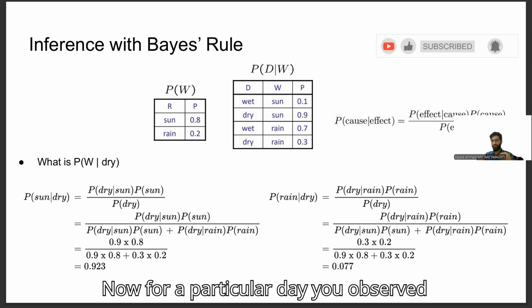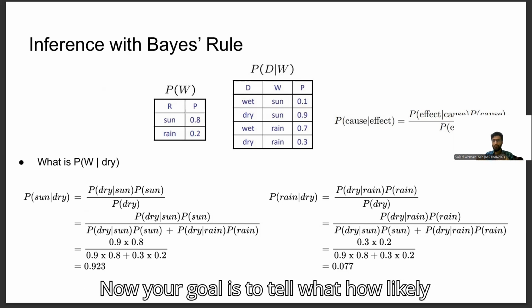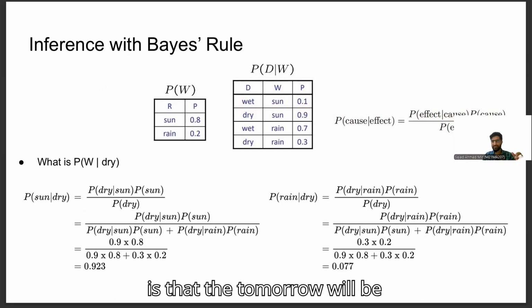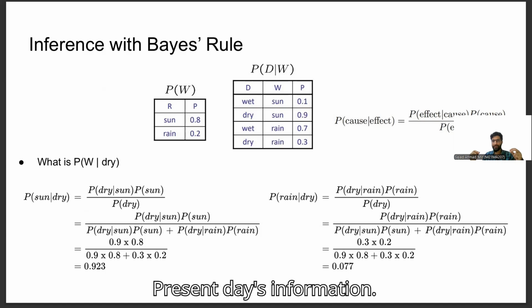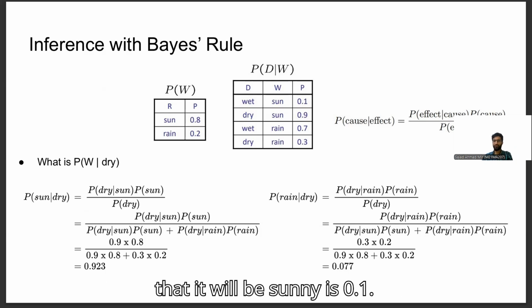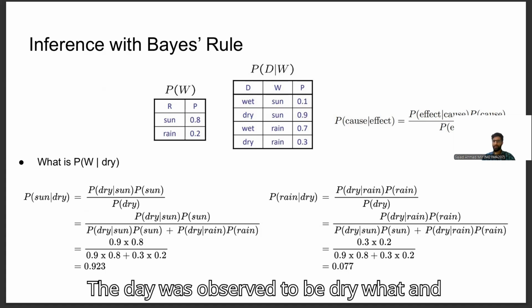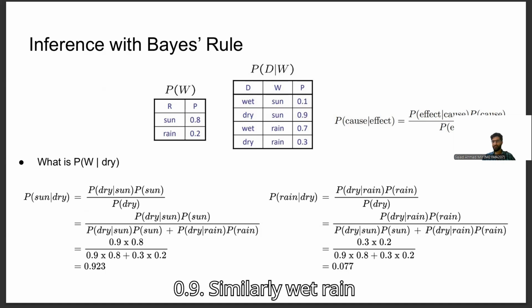Now, for a particular day, you observe either dryness or wetness in the environment. Your goal is to tell how likely it is that tomorrow will be rainy or sunny, based on the present day's information. What is given here is: if the day was wet, the probability that the next day will be sunny is 0.1. If the day was dry, the probability that the next day will be sunny is 0.9. Similarly, wet then rain is 0.7, dry then rain is 0.3. These are the conditional probabilities we are given.